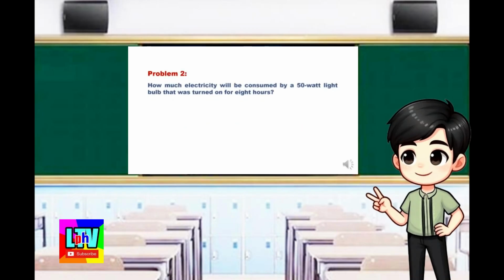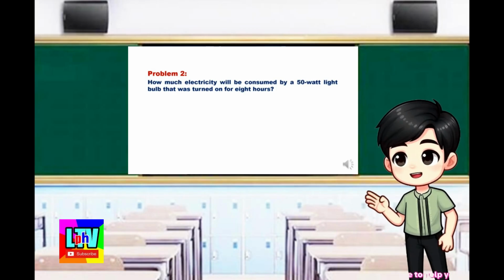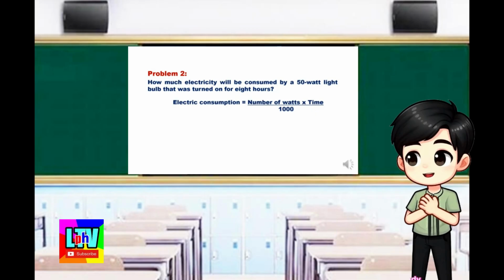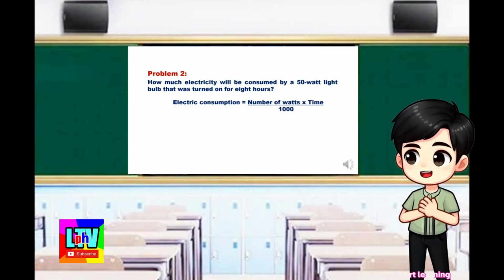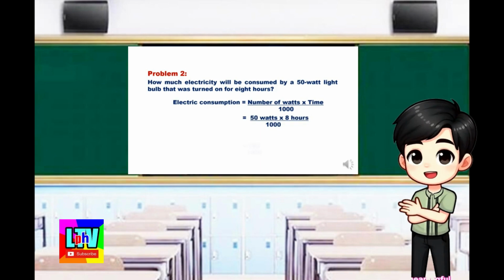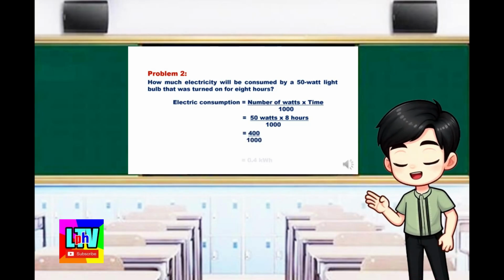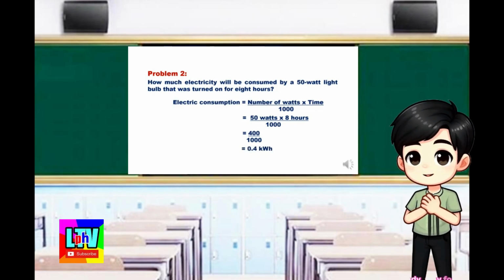Problem 2. How much electricity will be consumed by a 50-watt light bulb that was turned on for 8 hours? So electric consumption equals number of watts times time divided by 1,000. So 50 watts times 8 hours divided by 1,000. 50 times 8 equals 400, divided by 1,000 equals 0.4 kilowatt-hours.